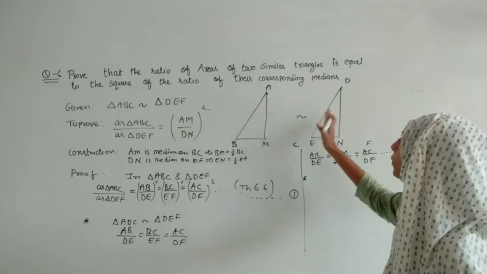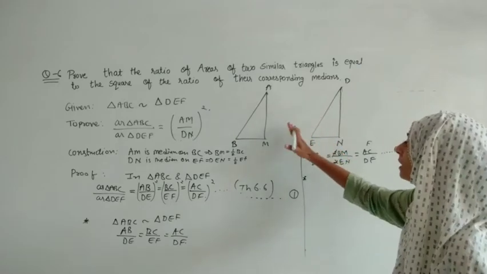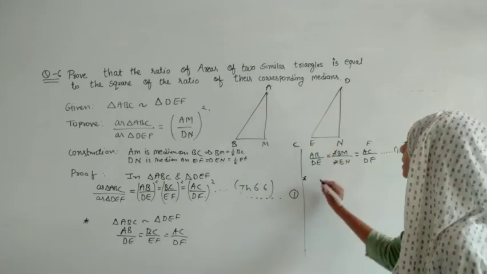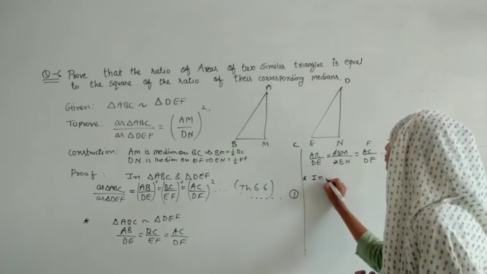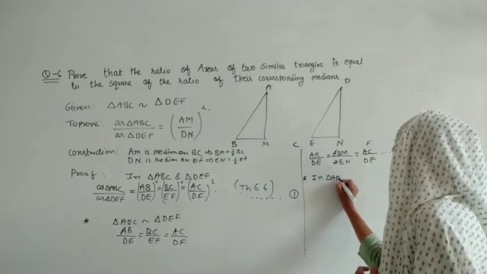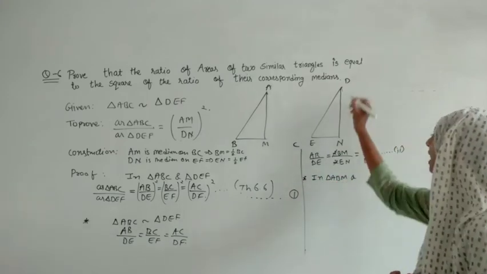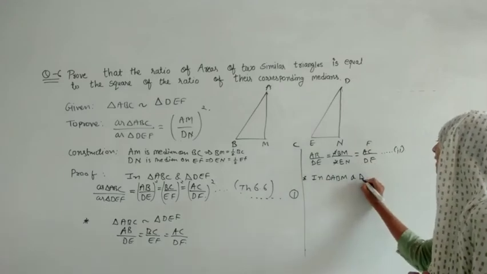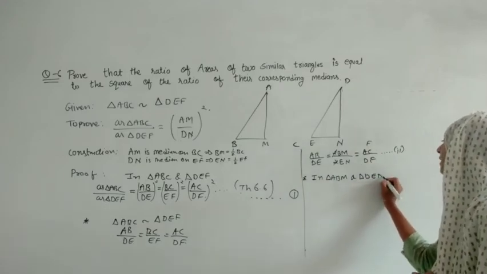We have to prove it similar. Right now it is not similar. We have to prove it similar. So here we will talk about in triangle ABM, and another triangle is triangle DEN.